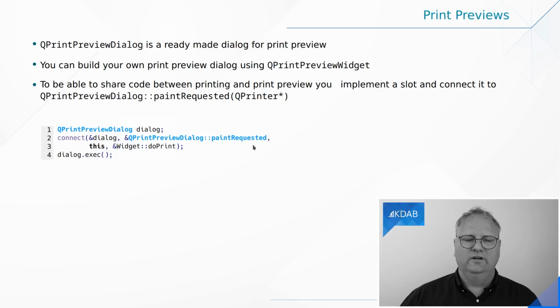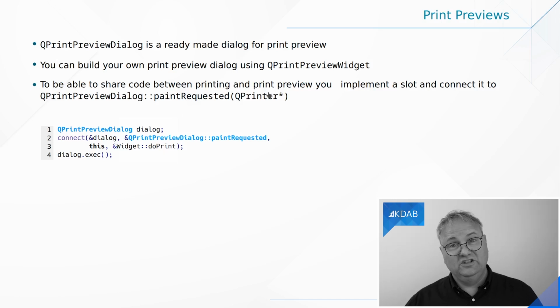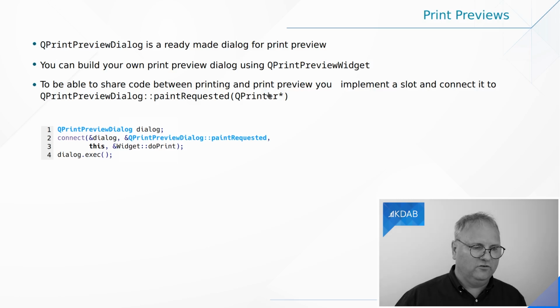In that signal, they brought out a QPrinter. And that is what the doPrint takes as a parameter. So the doPrint actually prints onto the printer coming out, which is like bringing information back to where it was needed, namely in the dialog.